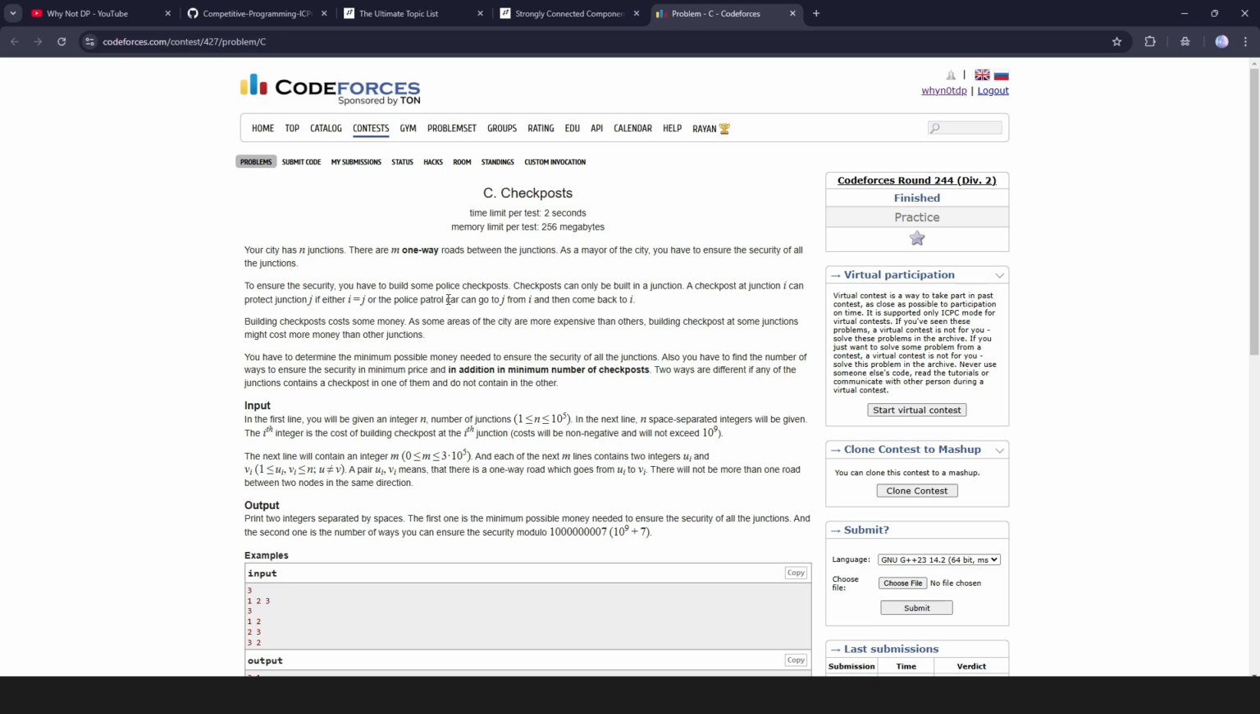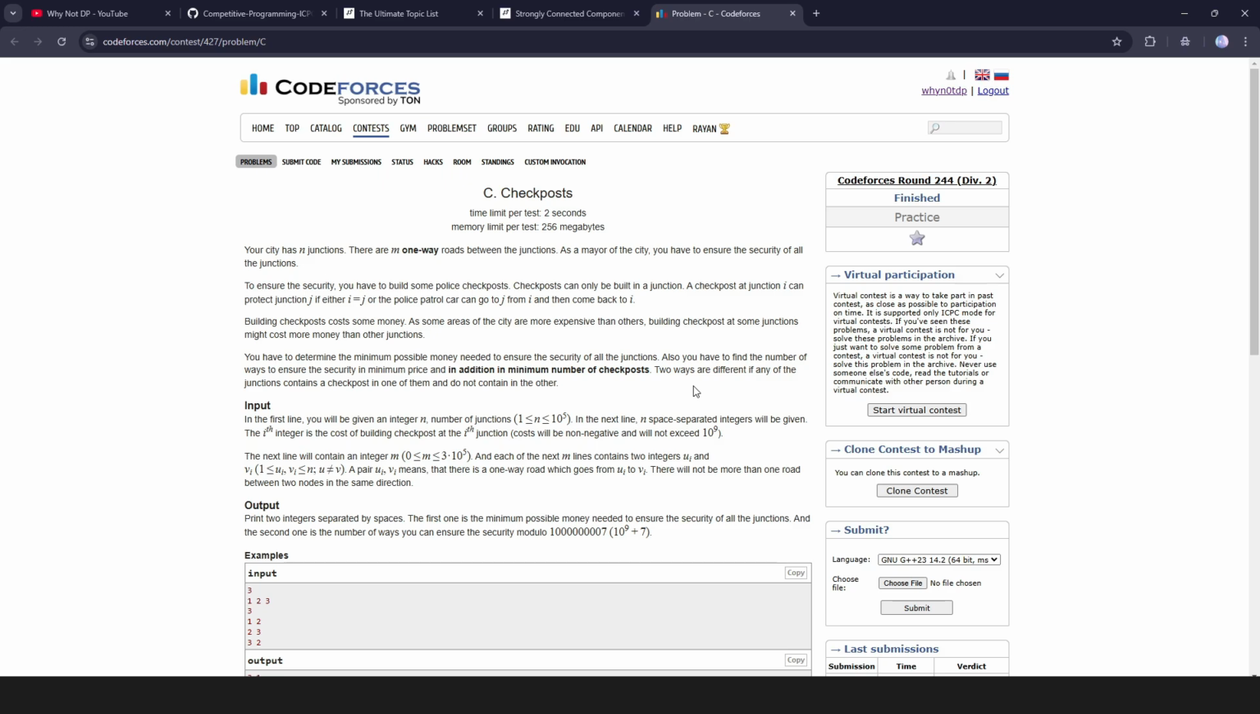A checkpost at junction I can protect junction J if either I is equal to J, or the police patrol car can go to J from I and then come back to I. Building a checkpost costs some money, as some areas of the city are more expensive than others. Building a checkpost at some junctions might cost more than at other junctions. So you have to determine the minimum possible money needed to ensure the security of all the junctions. Also you have to find the number of ways to ensure the security at minimum price, and in addition the minimum number of checkposts.